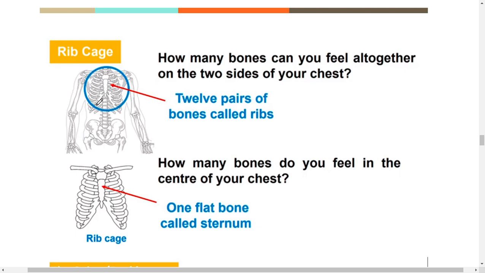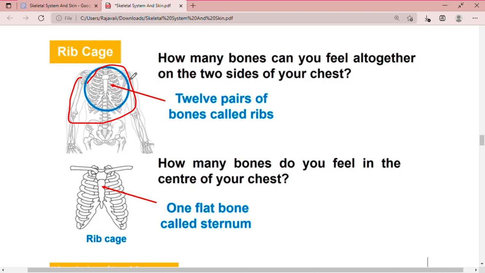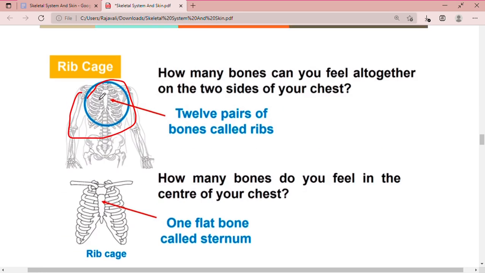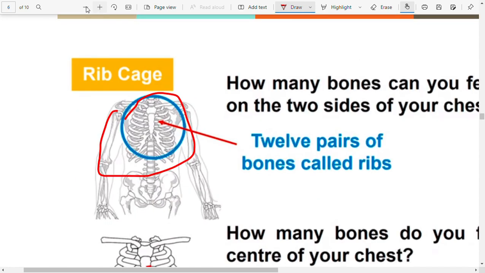Yes, I can feel 12 pairs of bones on both sides. Do you know what these bones are called? Can you see how these bones look in real? Like this they look.